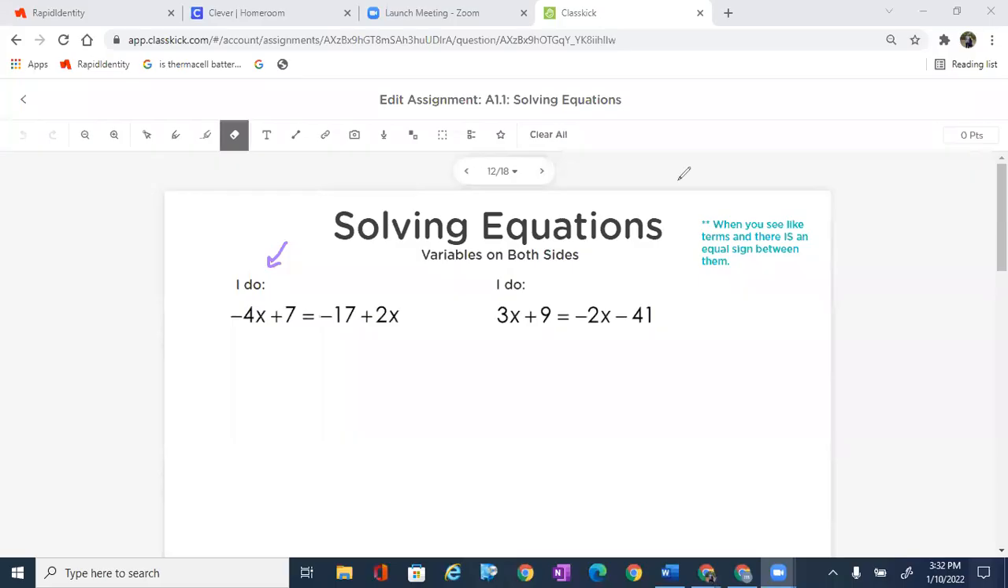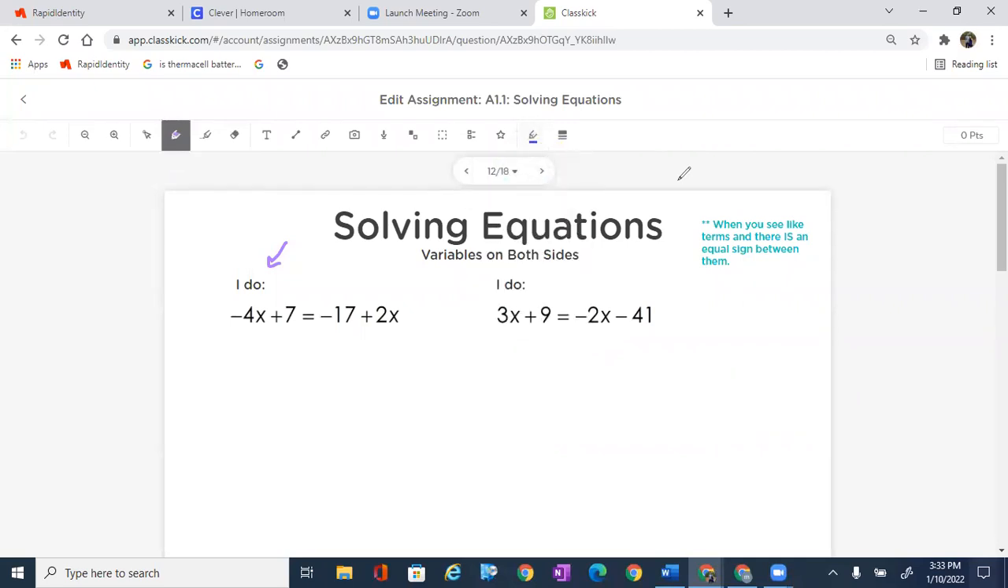All right, guys, we're going to solve some equations where we have variables on both sides. So let's start with this negative 4x plus 7 equation. And what our goal is going to be is to move that negative 4x over to where that positive 2x is. And a lot of people ask, well, how do we do that?